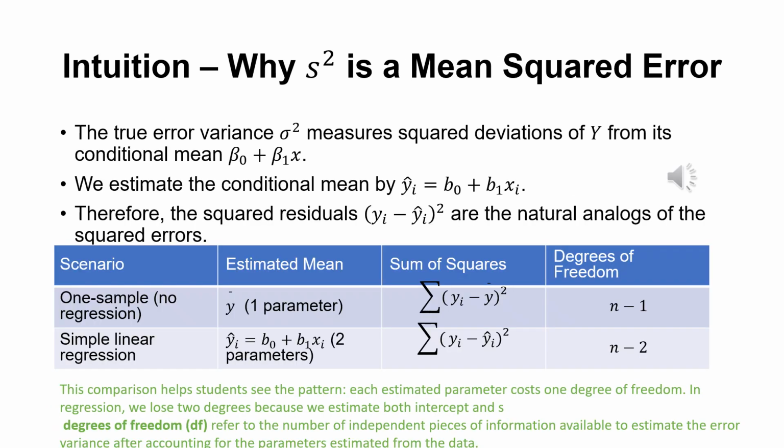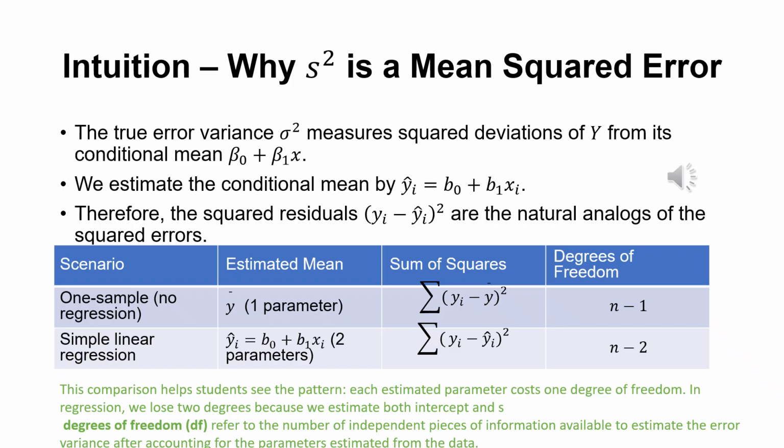The true error variance sigma squared measures how far y falls from its true conditional mean, beta_0 plus beta_1 x. We estimate that conditional mean using the fitted values y hat_i. So the squared residuals, the vertical distances from data points to our fitted line, are the real-world versions of the true squared errors. This table shows the pattern.